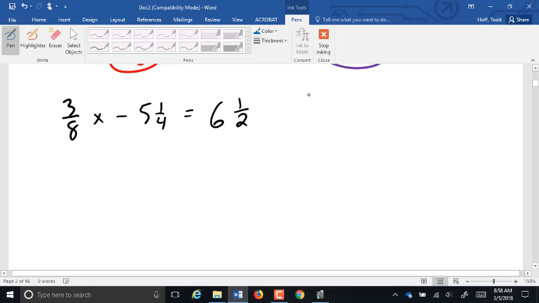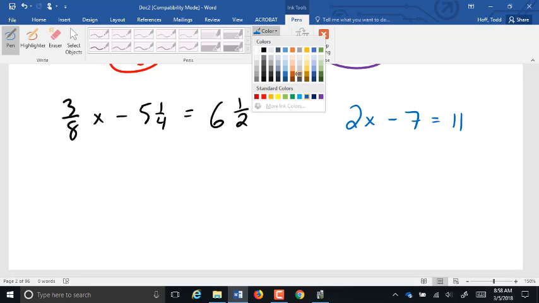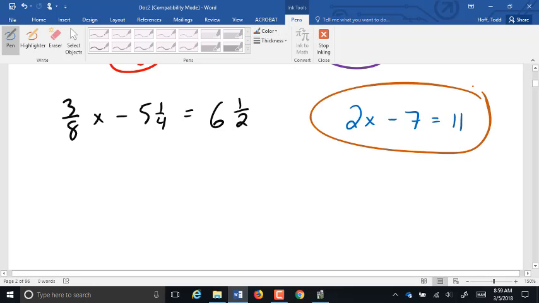This is a simple equation. It just looks ugly because there's fractions in it. But this is really no different than something like 2x minus 7 equals 11. The steps are exactly the same. Over here, what would I do to solve it? I'd add 7 and then divide by 2, right?